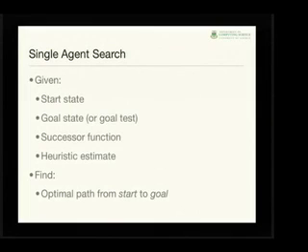Today we're going to talk about single-agent search, and when I say single-agent search, the problem definition that we're usually looking at is this. I'm going to give you a start state that you're going to start in. I'm going to give you a goal state, and that may be a specific state or it may be implicit. That is, I'm going to give you a test for that. I'm going to give you a successor function, a way to get from your current state to the next state. And oftentimes I'm going to give you a heuristic estimate, some estimate of the cost from the current state to get to the goal. And the goal is to find an optimal path from the start to the goal.